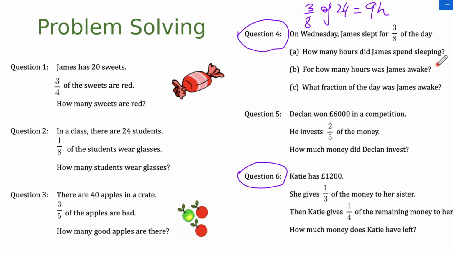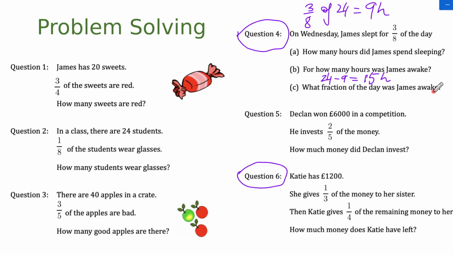How many hours did he spend awake? So obviously if you take away 9 from 24, how many hours is that? That's 15 hours. Okay, so he spent 15 hours. You do 24 minus 9, 15 hours awake.